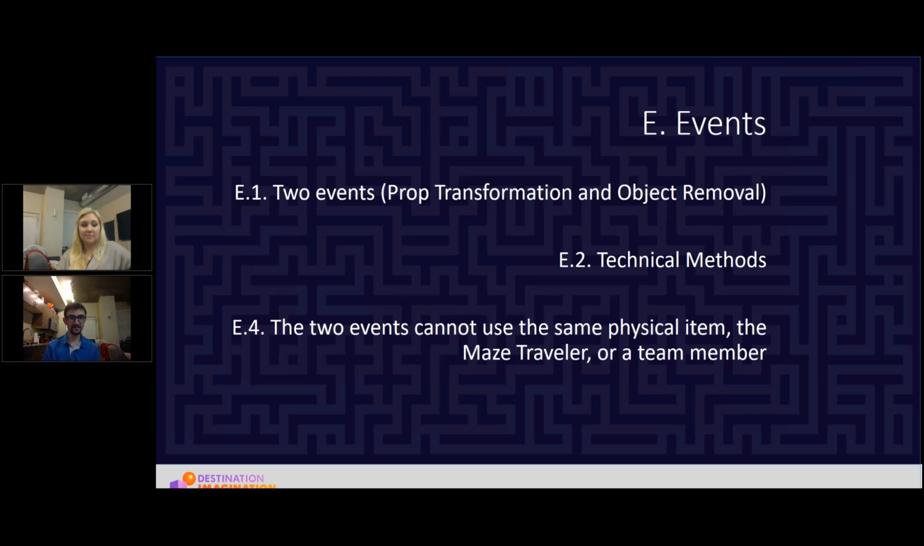Let's talk about events. Section E are the events. So far all we've covered is the maze traveler, which is part number 1, and the maze traveler traveling through the maze. Now we're going to talk about events. There are 2 different events that have to be completed during the team's presentation. One is the prop transformation and the other is the object removal.